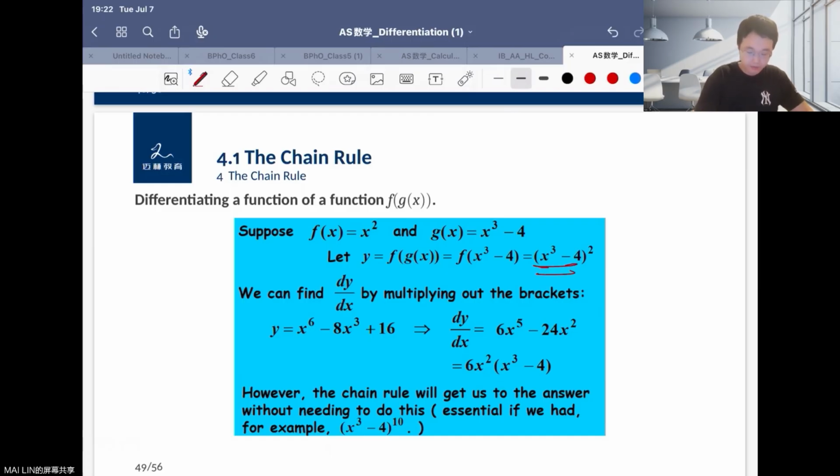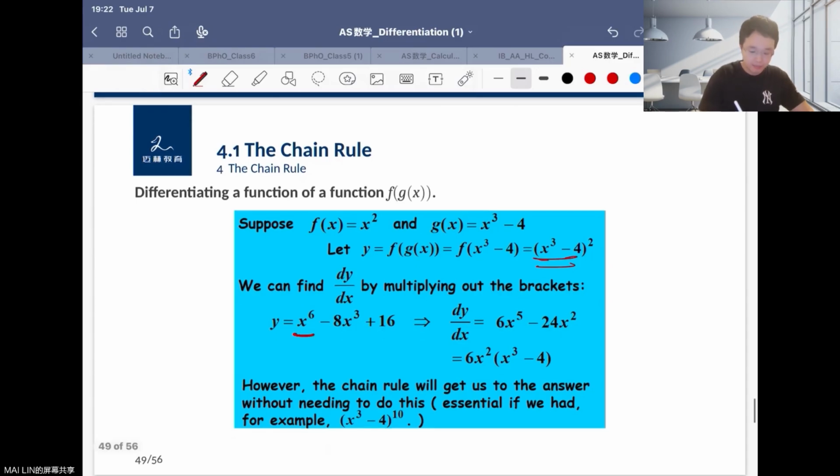After differentiation, you can first expand the bracket, that is x to the power 6 minus 8x cubed plus 16. We move the power to the front and then power minus 1. So dy over dx is 6 times x to the power 5 minus 24 times x squared. You can also factorize it as 6x squared times (x cubed minus 4).